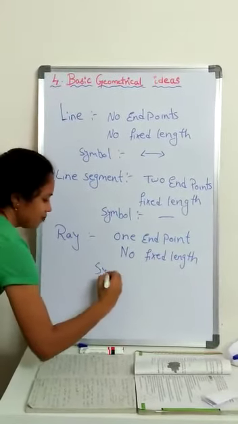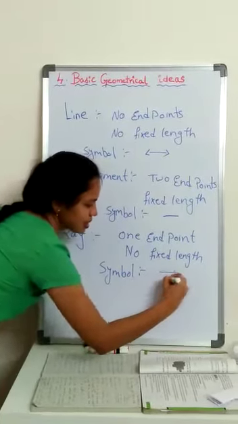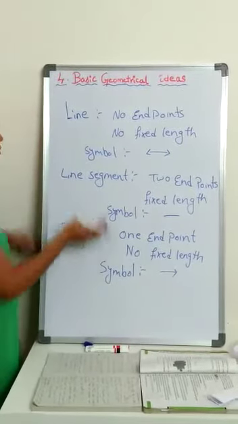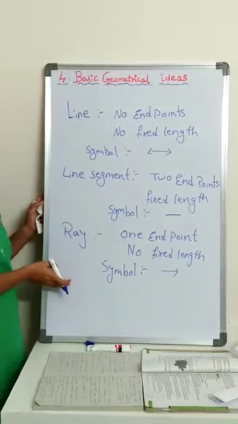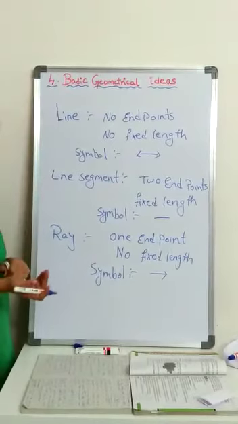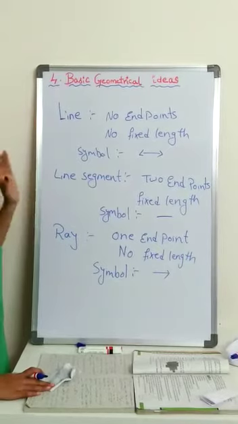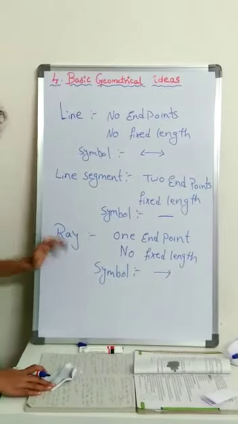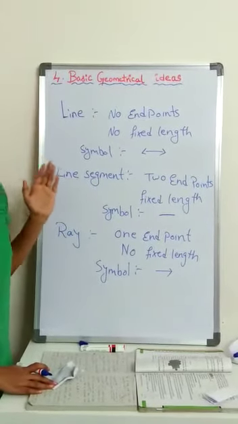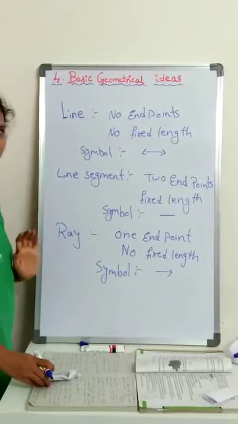And what is the symbol used to represent a ray? The symbol used to represent a ray is this one. Just a sloping line followed by an arrow. So these are the main concepts in our basic geometrical ideas, which will frame the remaining concepts and theories. Now we can come to a conclusion that line segment and ray, both are a part of a line, and a line is nothing but a straight path formed with a collection of points.